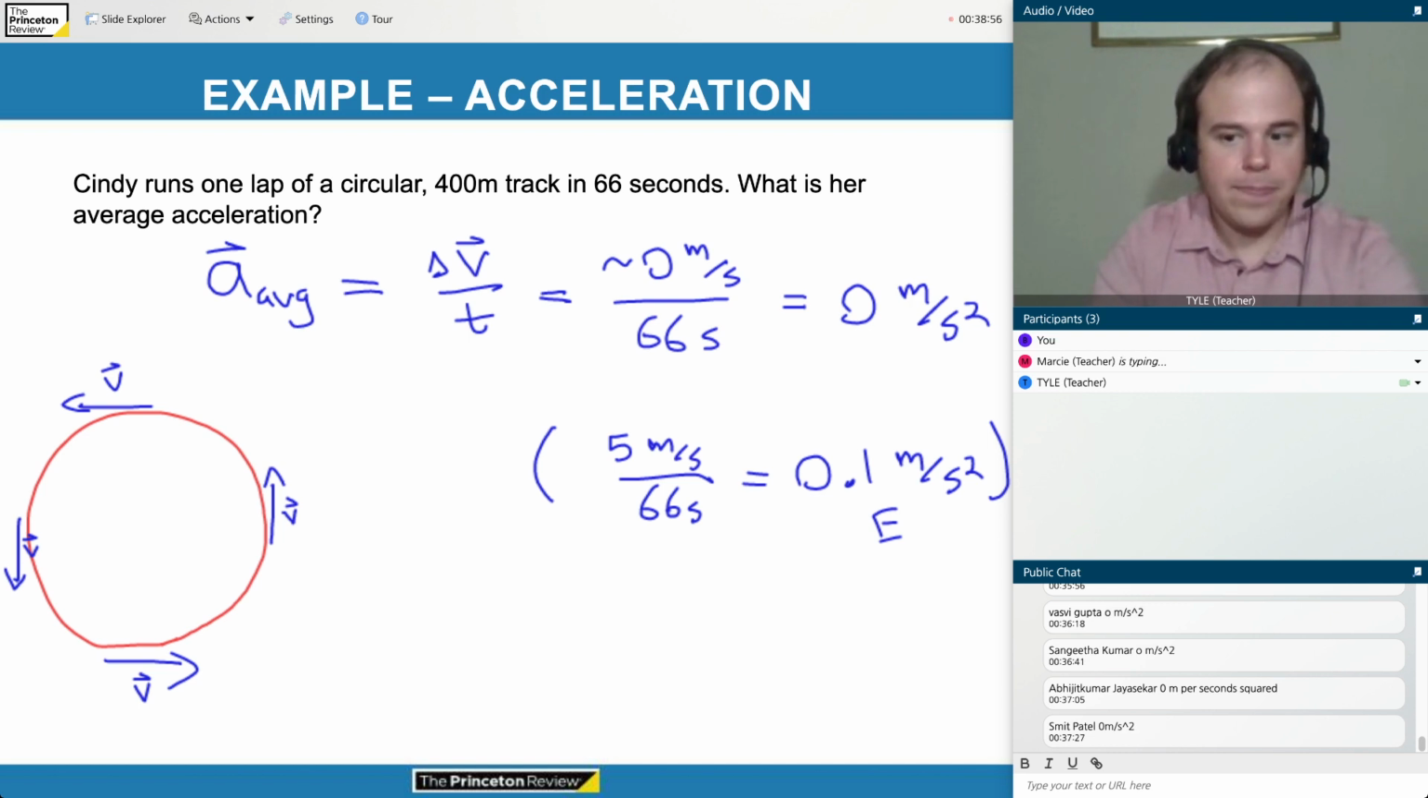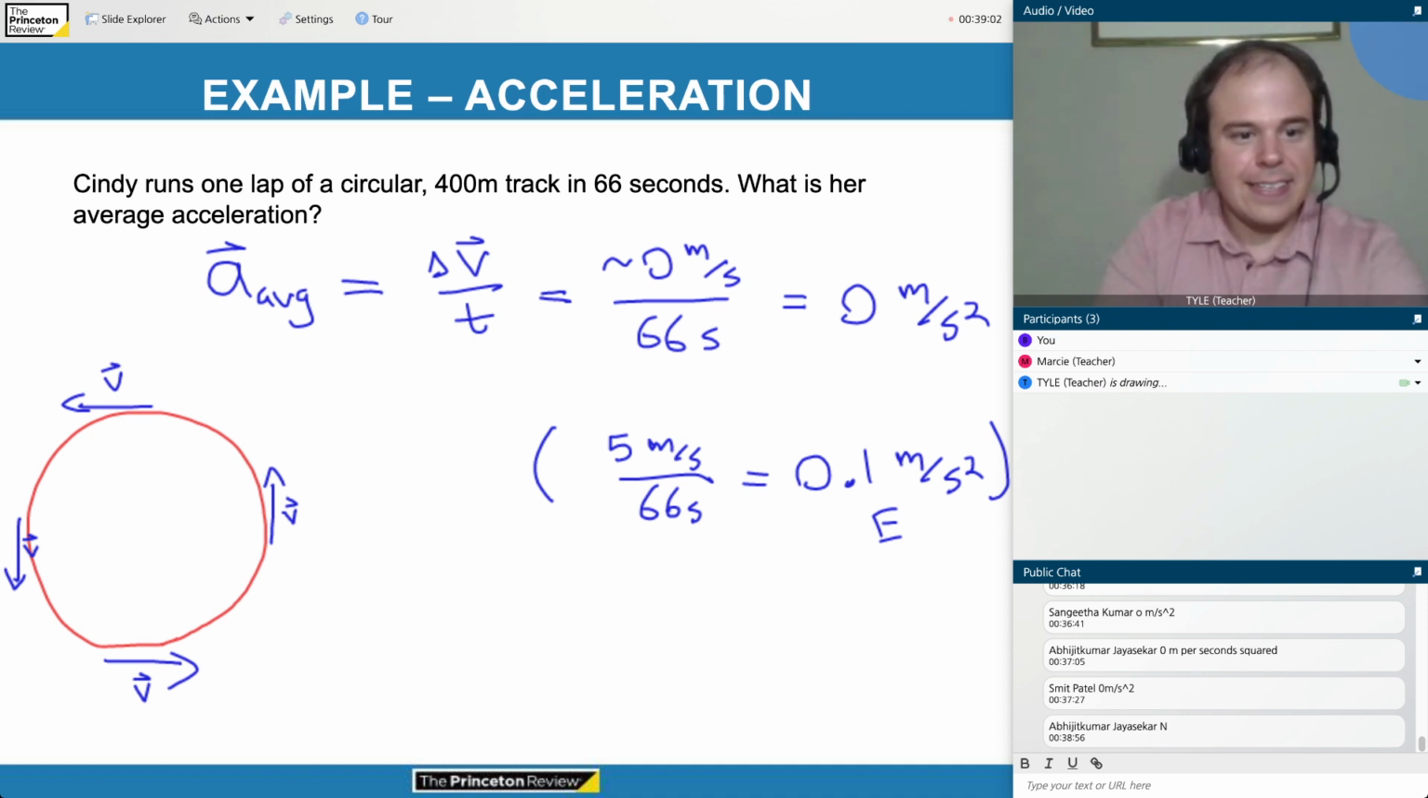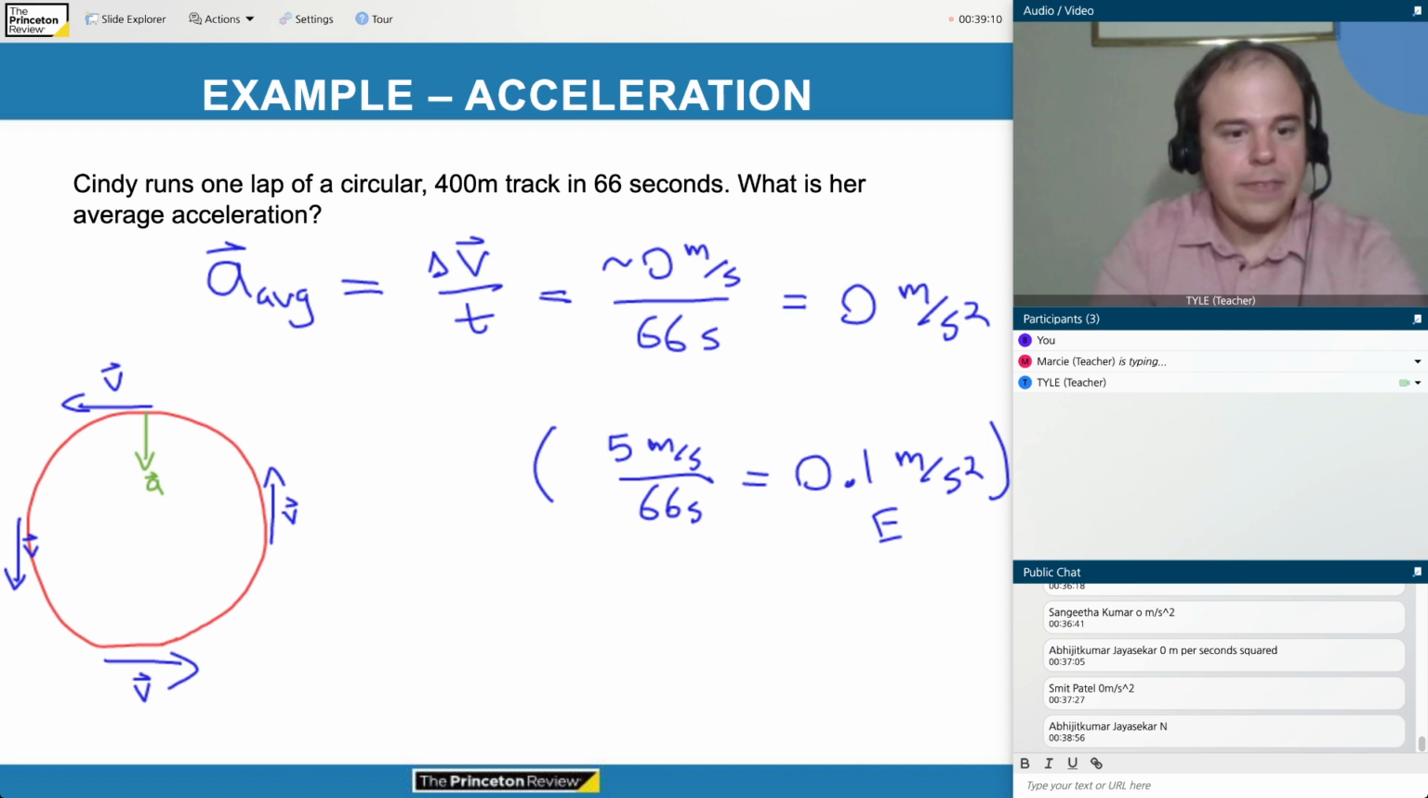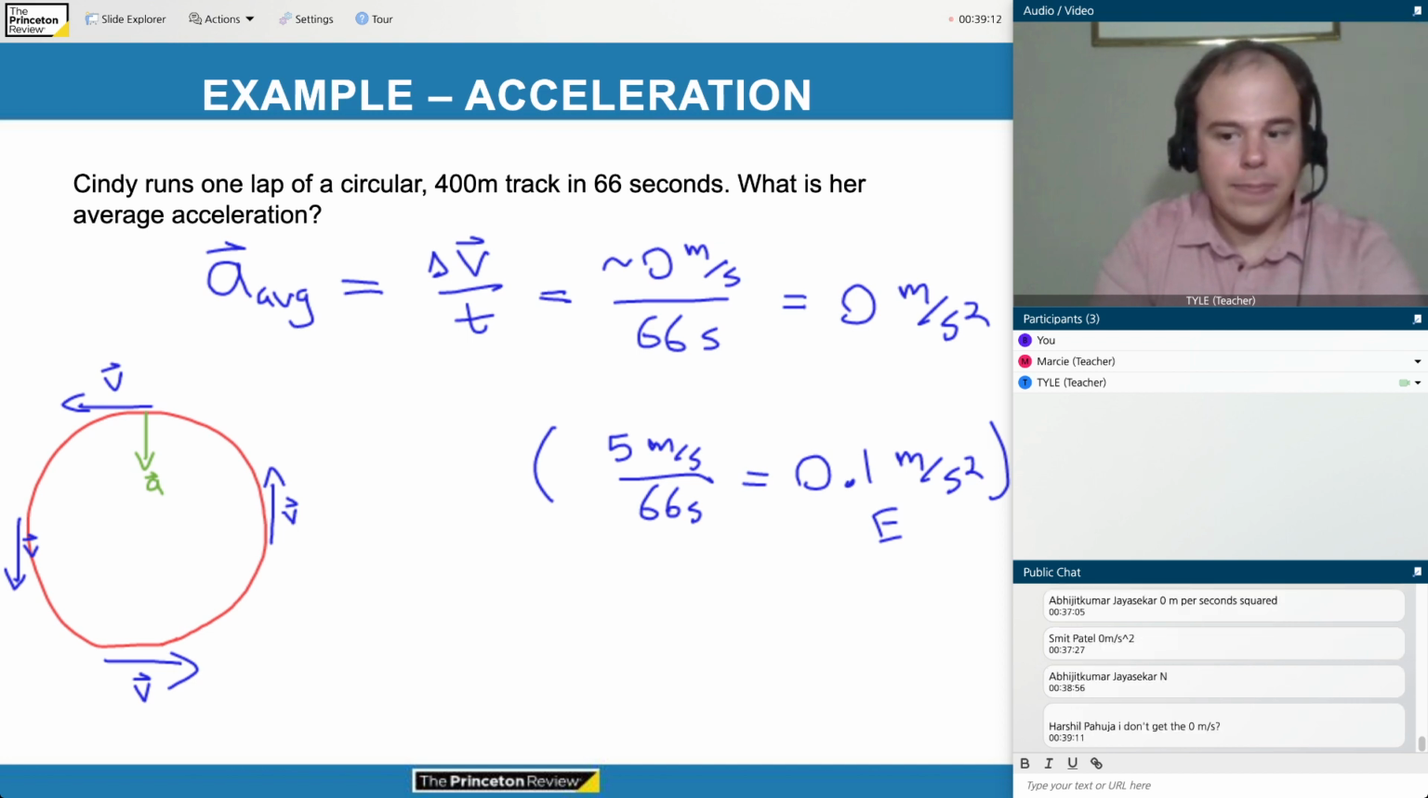Okay, the average was 0, but it's not always 0, right? Cindy's acceleration is actually towards the center of the circle, like this. All right. Since even though she's running at a constant speed, her velocity is changing.